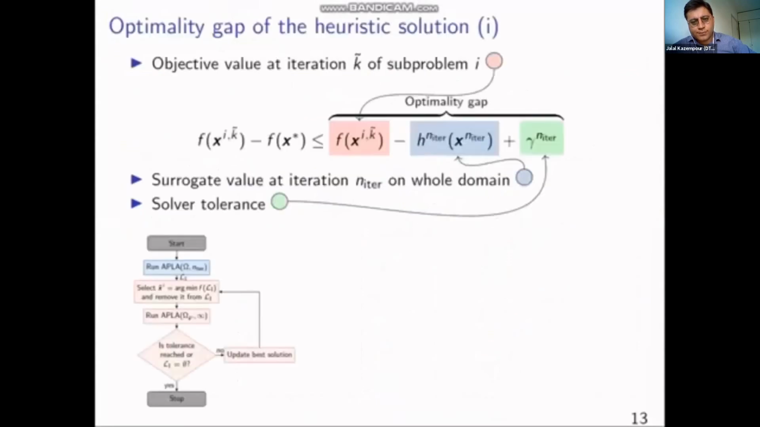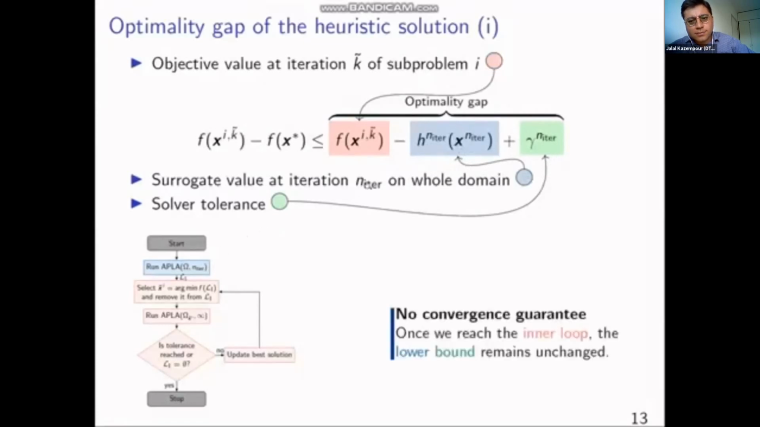So let's look at a small convergence analysis. We can bound the optimality gap, so the gap between the solution we currently have and the optimal solution, as 3 different quantities. The first one is the objective value at the current iterate, and here we have the lower bound that we obtained in the blue box here. And so we have the solver tolerance here and the surrogate function at the last iterate of the blue box. So here we have no convergence guarantee, because once we reach the end of the loop, the lower bound here cannot be changed.